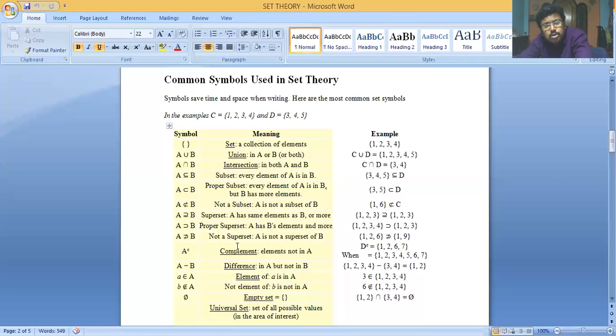A not a superset of B. Look, A is not a superset of B when 1, 2, 6 are the elements of A set and 1, 9 are the elements of B set. So these are not a superset. So A is not a superset of B.